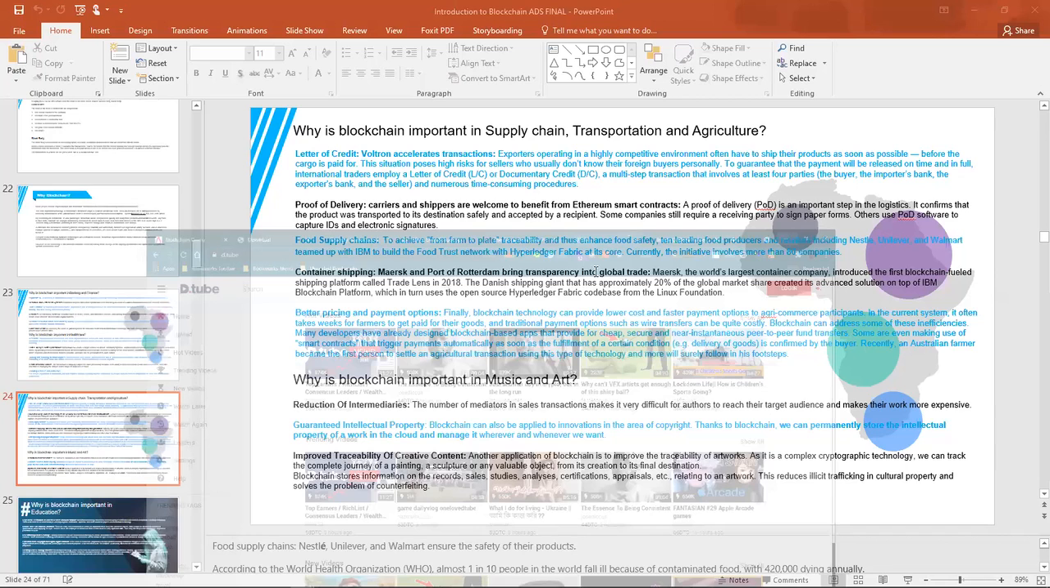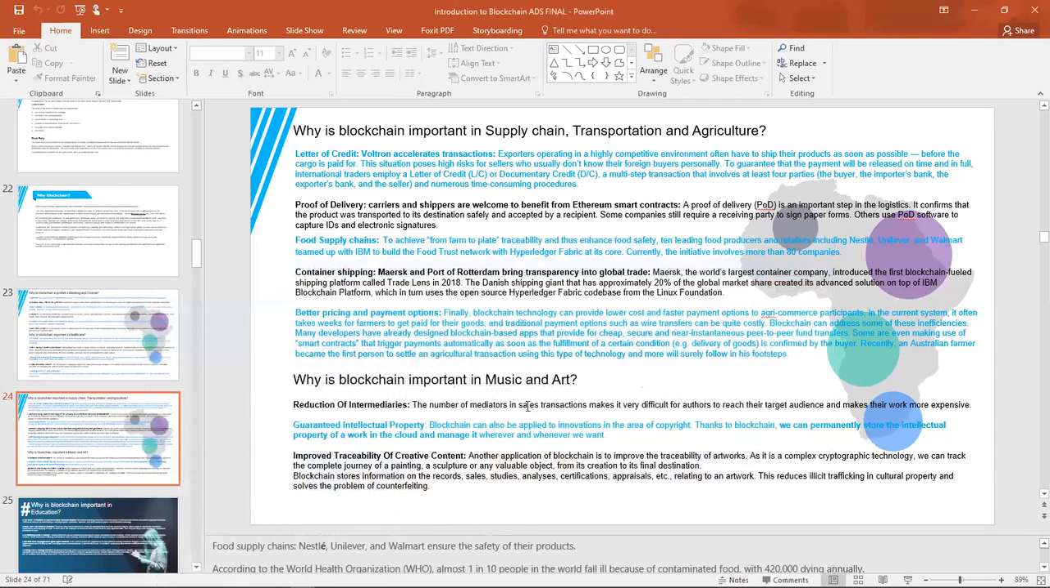The same case is happening in art, where artists are able to sell their art using NFTs, selling the ownership of their art to people, and they have been able to make a lot of money. So blockchain can be applied in music, in areas of copyright. We can permanently store the intellectual property of our work in the cloud and manage it wherever and whenever we want.